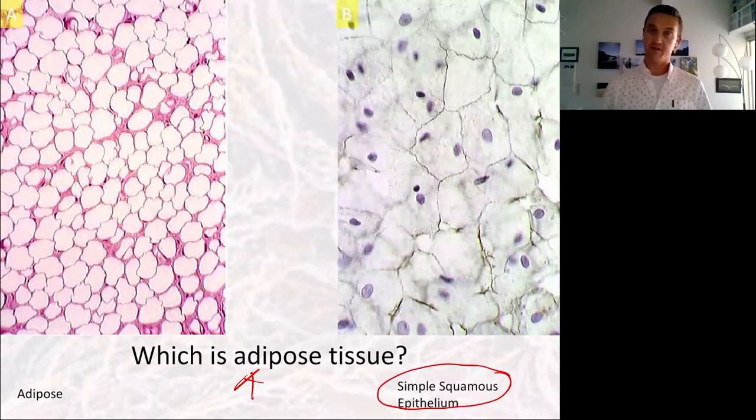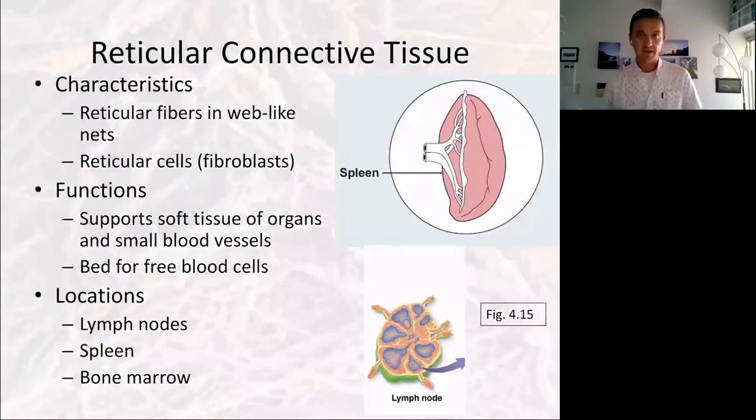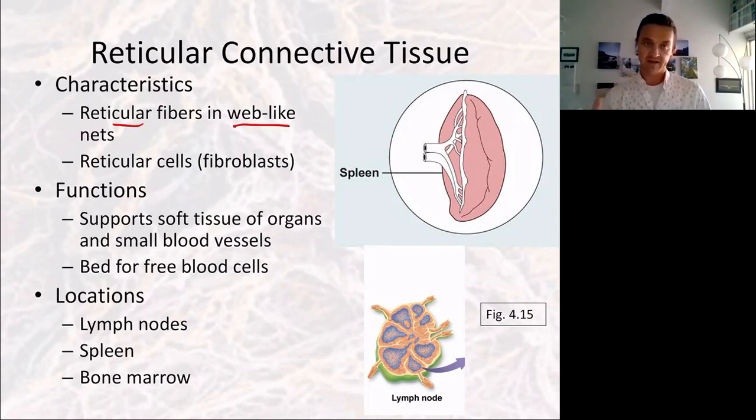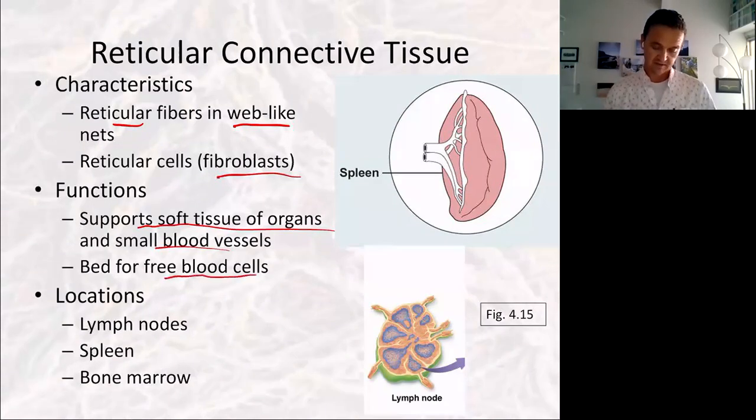They look somewhat similar. Okay, next one's called reticular connective tissue. Characteristics of this is they're kind of those reticular fibers we were talking about in a web-like kind of net. Okay, there's also reticular cells, which are the fibroblasts of that connective tissue. And the functions of this are, again, to support soft tissue and organs and small blood vessels and kind of create this little bed for free blood cells in certain tissues that deal with blood a lot.